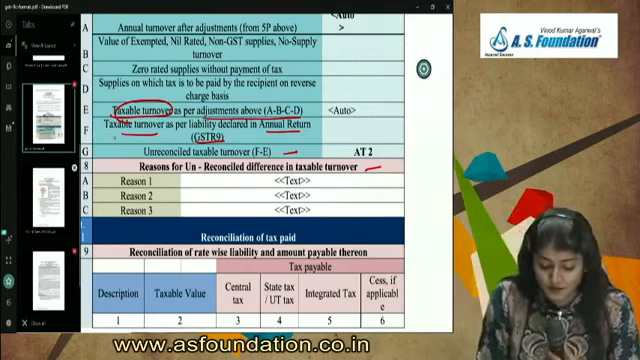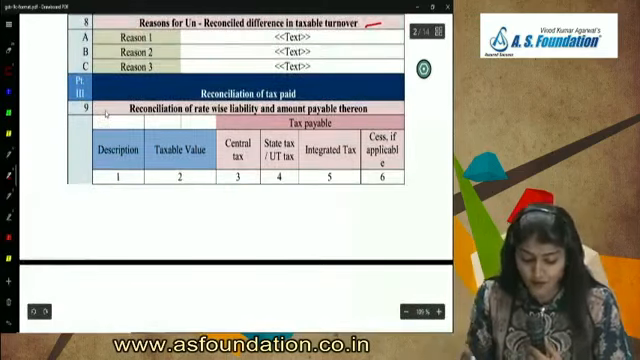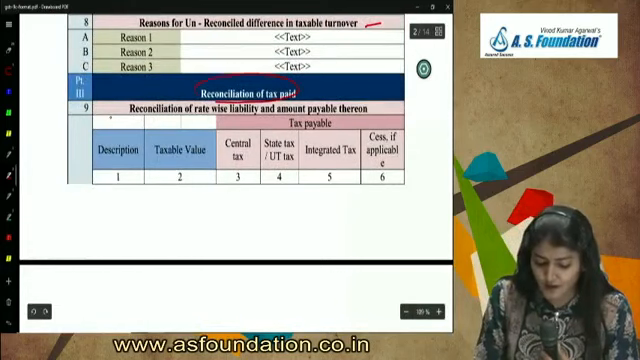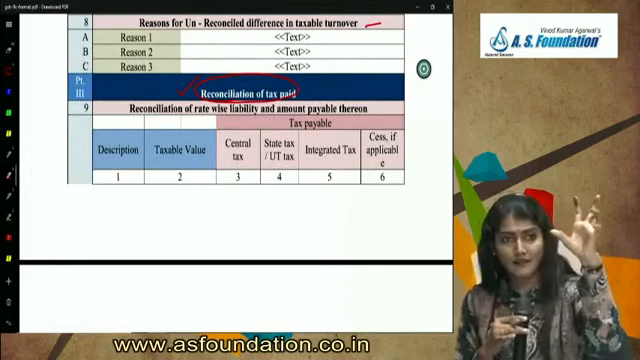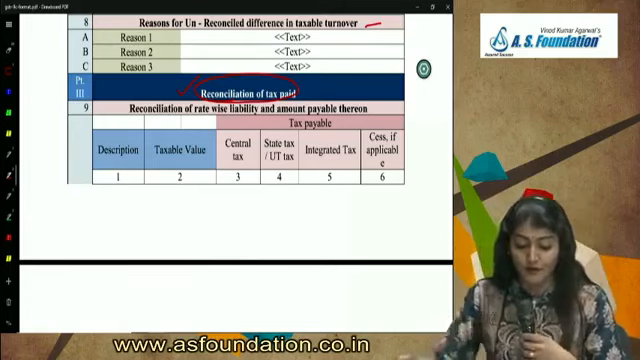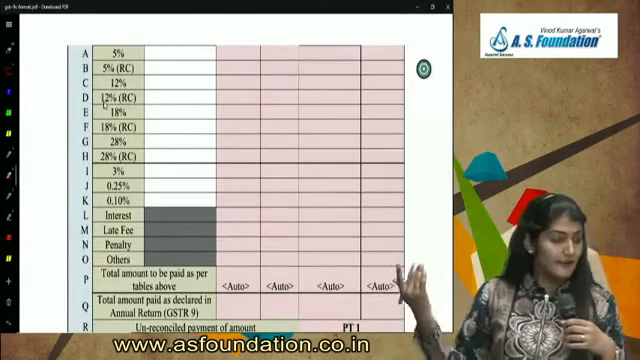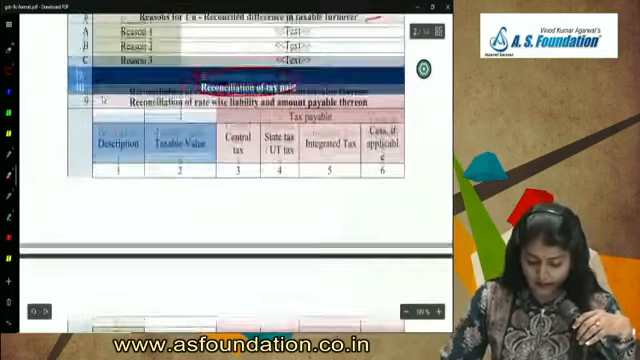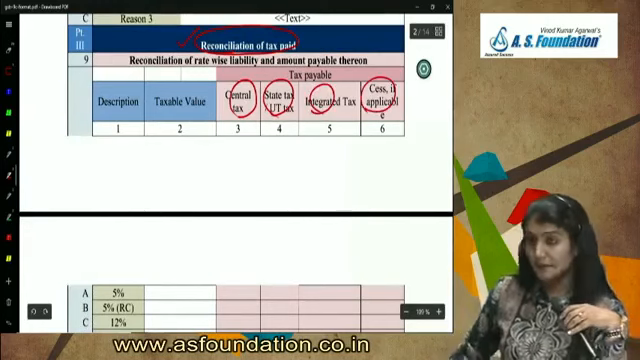That will give you the total taxable turnover. Right, then on the basis of taxable turnover, now the reconciliation of tax paid. So now, what number do we already have? Taxable turnover. So depending upon the rate which is applicable, 5%, 12, 18, 28, 3%, and whether it is CGST, SGST, IGST, and the cess which is payable.